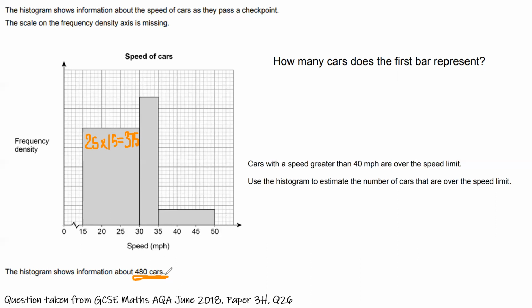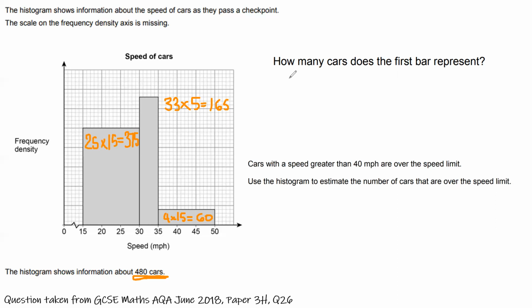We know that we've got 480 cars, so we need to work out from there exactly what we've got here. If we do this next one, we see that the height is 33 and the width is 5. If we do that calculation, we end up with 165. Again, this is frequency density, not the number of cars. For this bottom one, we can do 4 times 15. If you read off the axis, you can tell what the area is, and this equals 60.